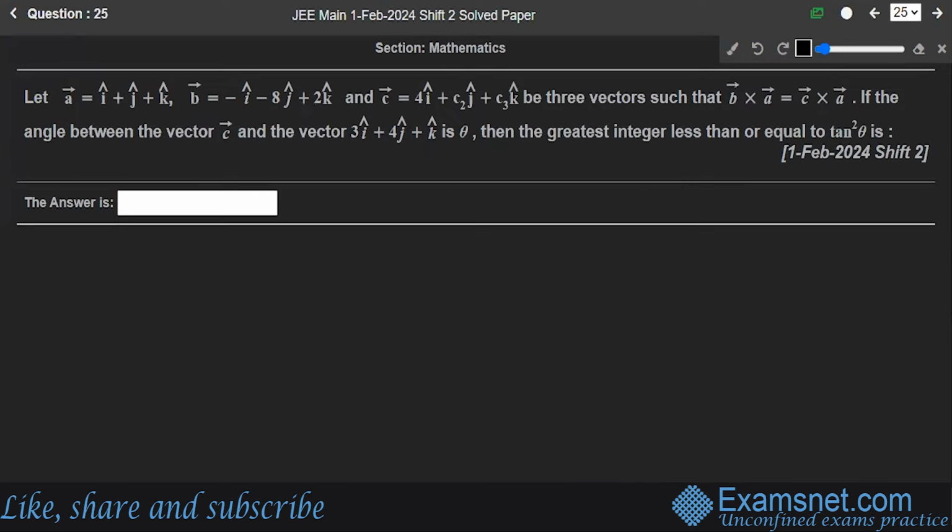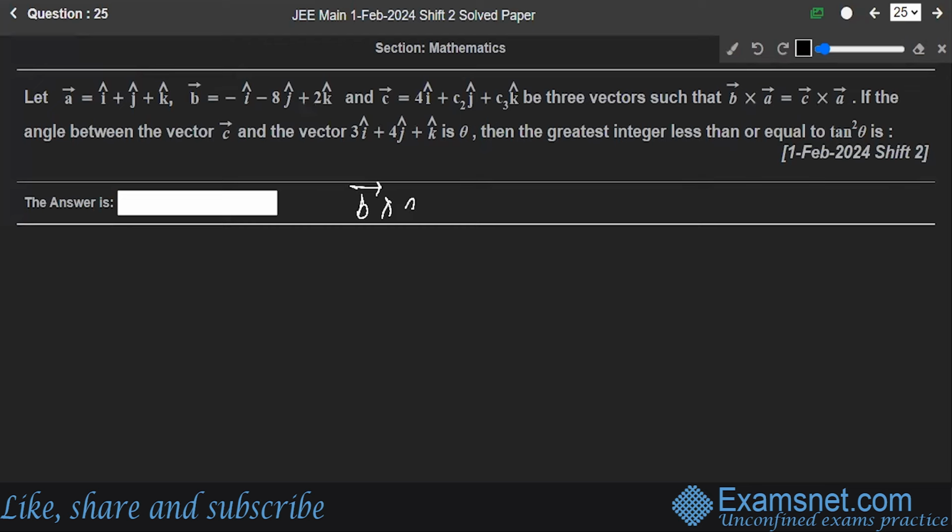Question number 25. Let A be given by this, B be given by this, and C is this, be three vectors such that B cross A is equal to C cross A. If the angle between the vector C and the vector this is theta, then the greatest integer less than or equal to tangent square theta is equal to.